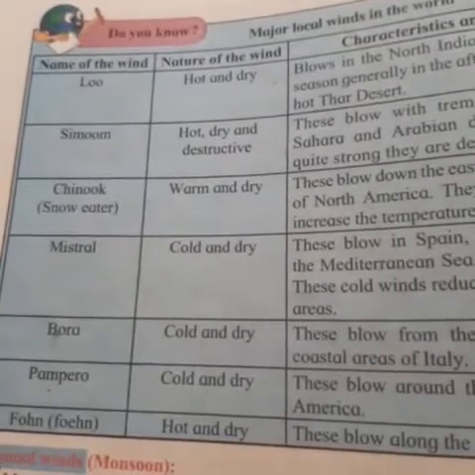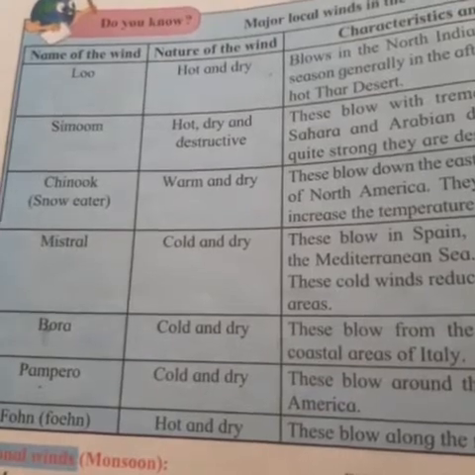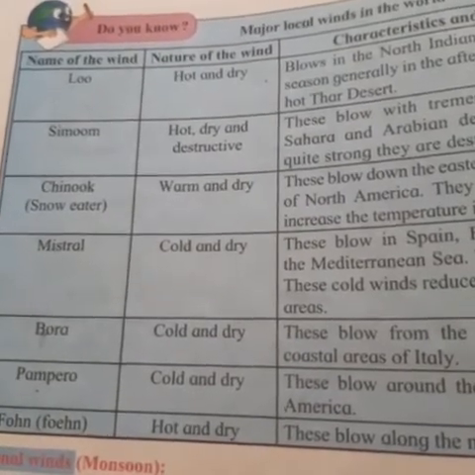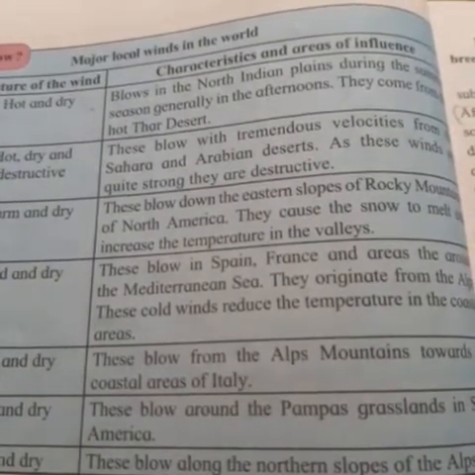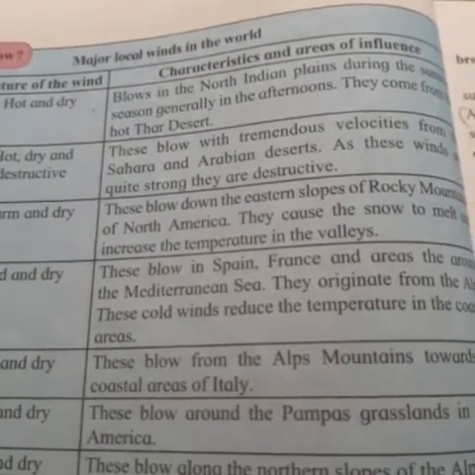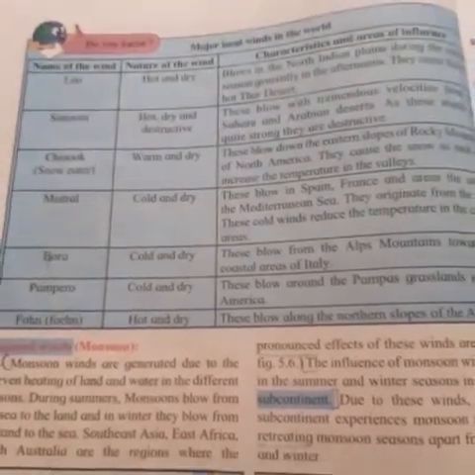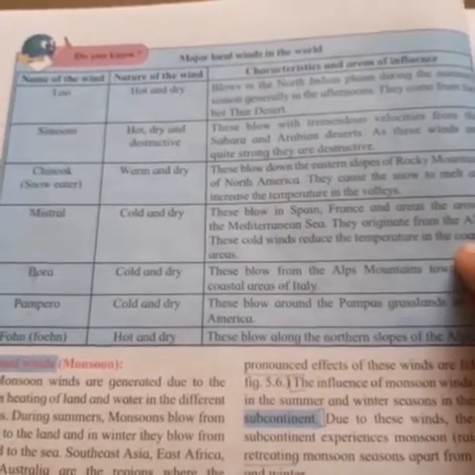Now the name of the wind first is Lu. In the Lu, the nature of wind is hot and dry. This wind, Lu wind, blows in the North Indian plains during the summer season, generally in the afternoon. They come from the hot Thar desert. In the same way, in this table you can check according to the wind, their nature and the characteristics.